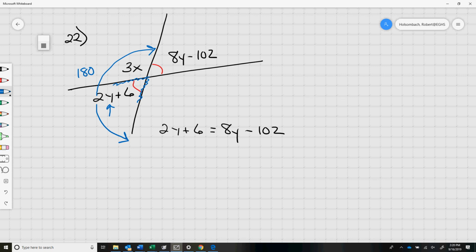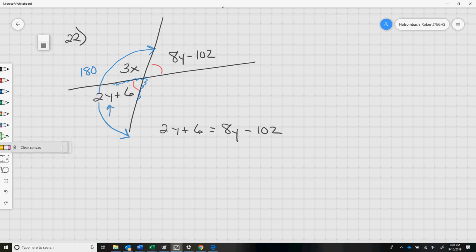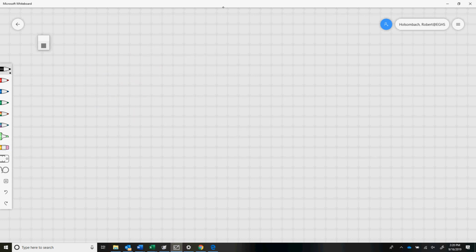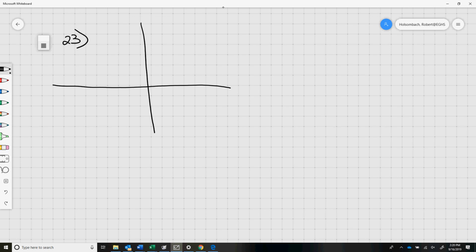Alright, 2 to go. 23 and 24. On the left side, you've got 2y plus 50, and right below it, 5y minus 17. Upper right, 7x minus 248, and x plus 44.